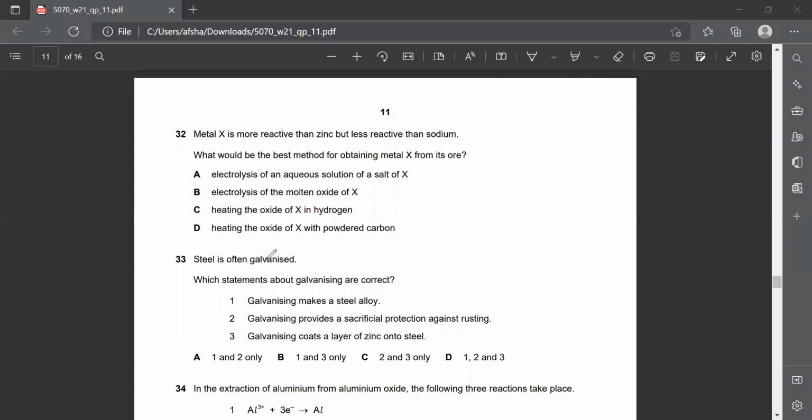Question number 33. Steel is often galvanized. Galvanized means it's being coated with zinc, right? And what is there inside the steel? The basic element is iron.